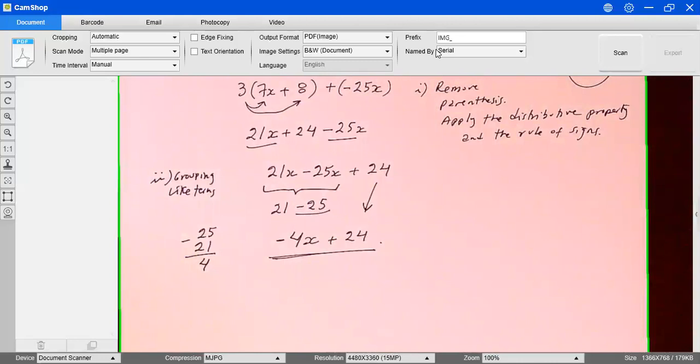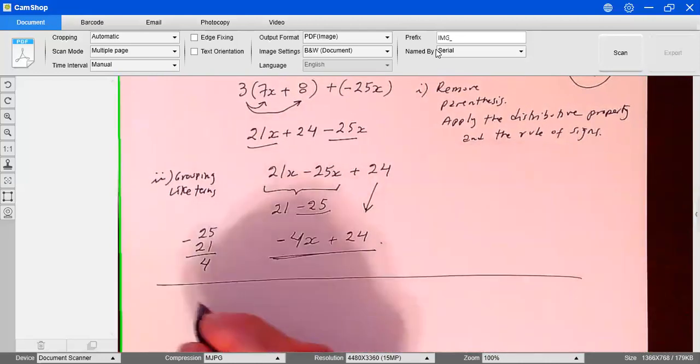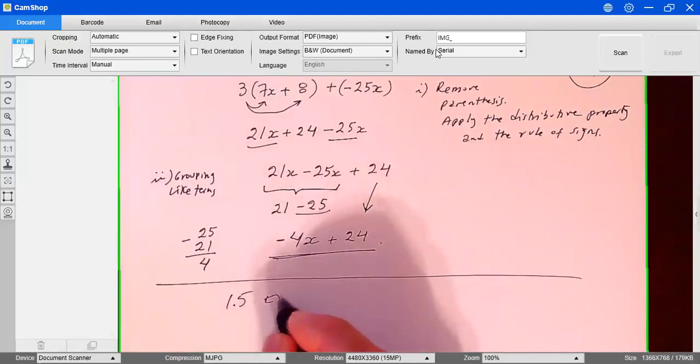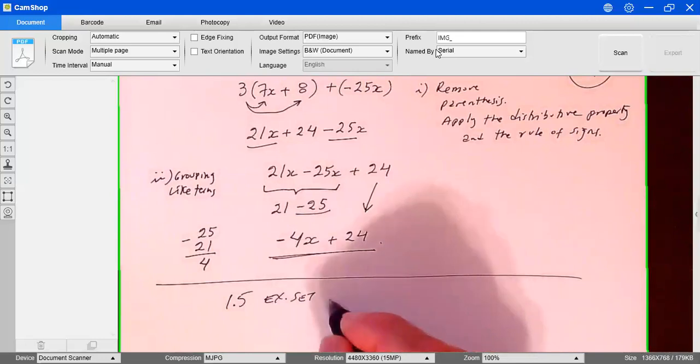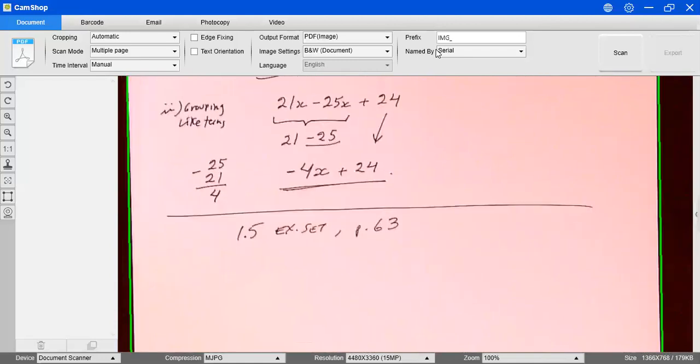So now you're going to work some exercises, and that's the end of this section. So we're going to work problems from the 1.5 exercise set on page 63. So there are several exercises.